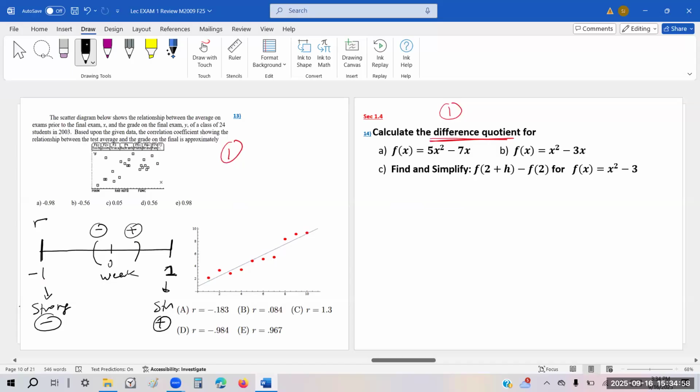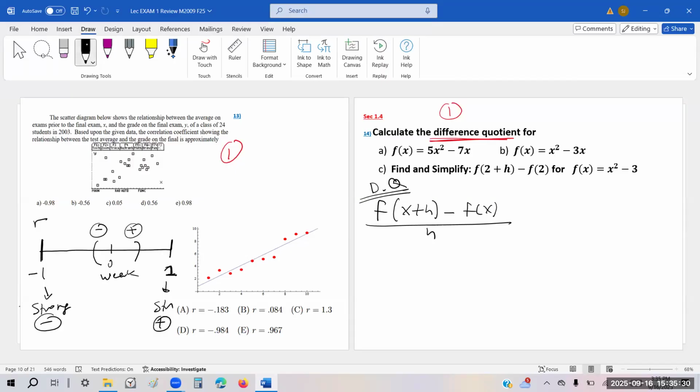Okay, difference quotient. What's the formula for difference quotient? The formula, what's the formula? F of something. Dimitri? F of x plus h minus f of x over h. Perfect. This is the difference quotient.